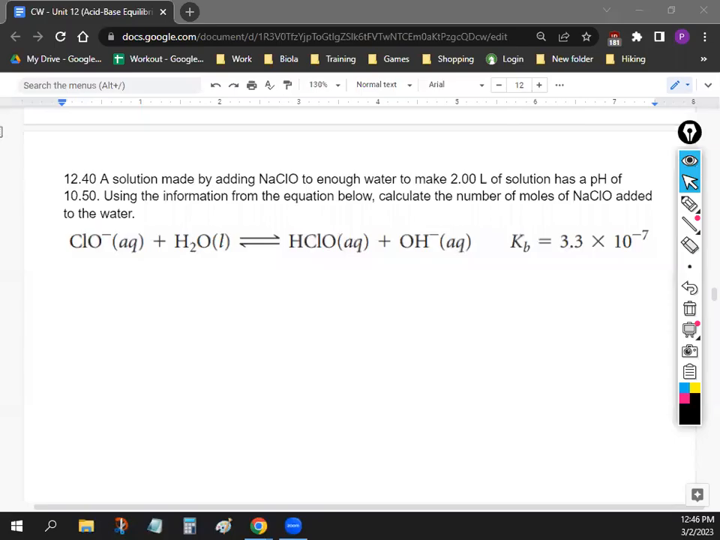All right, so let's go over this problem. Here we're going to need to use an ice table. A clear indication of that is that there's a Kb value. Okay, so let's start with the information that we have. Let's derive some numbers and then we'll get started.